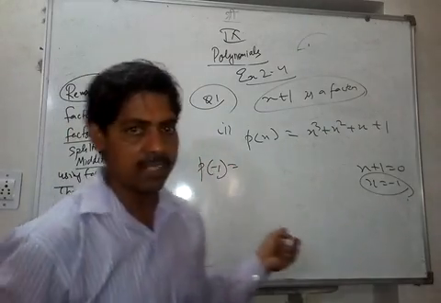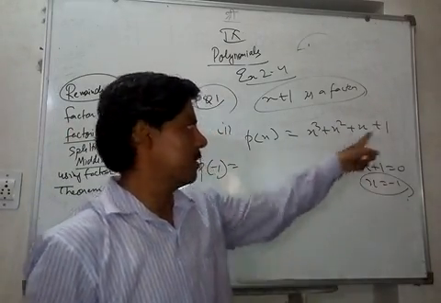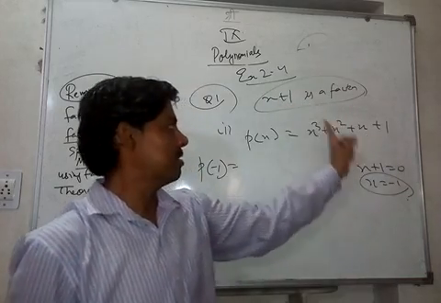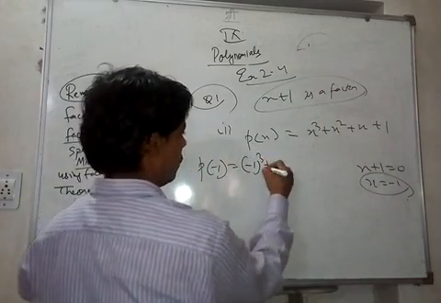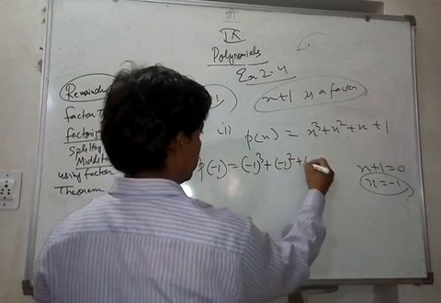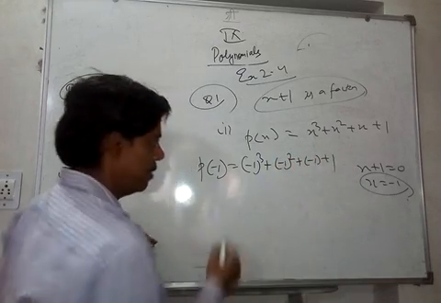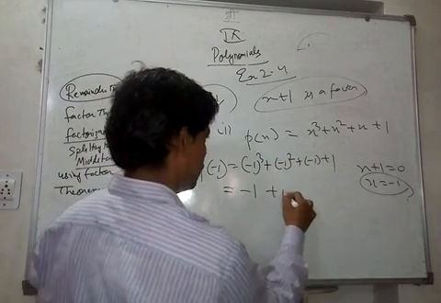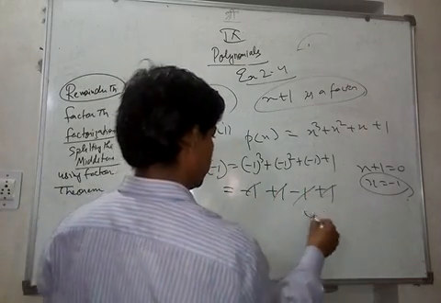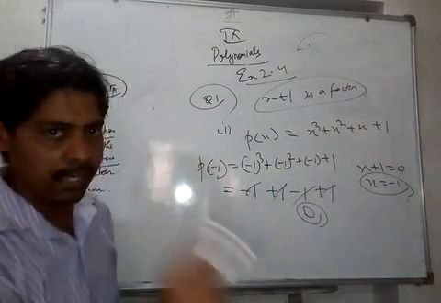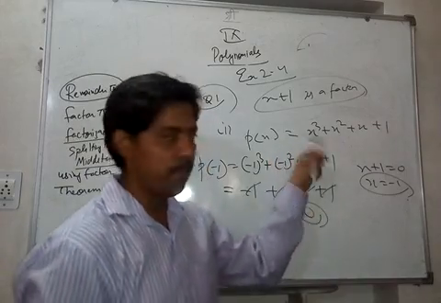If P of minus 1 comes out to be 0, then x plus 1 is a factor. So P of minus 1 is minus 1 cube plus minus 1 square plus minus 1 plus 1. Okay, this is minus 1 plus 1 minus 1 plus 1. So this is getting cancelled and we are getting 0. So that means x plus 1 is a factor of P of x.